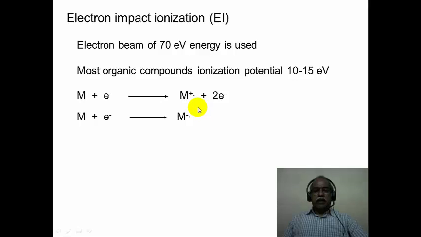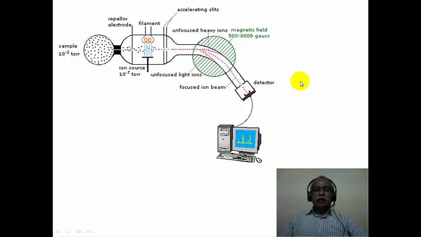So mass spectrometry can be done either in the positive ion mode, detecting the cation radical species that are produced, or in the negative ion mode, detecting the anion species that are produced during the course of the ionization. This is a simple diagrammatic representation of a mass spectrometer consisting of a sample chamber in which the sample is produced in the vapor phase, then an ionization chamber, then an acceleration zone, and finally a magnetic sector analyzer and a detector which is connected to the computer.